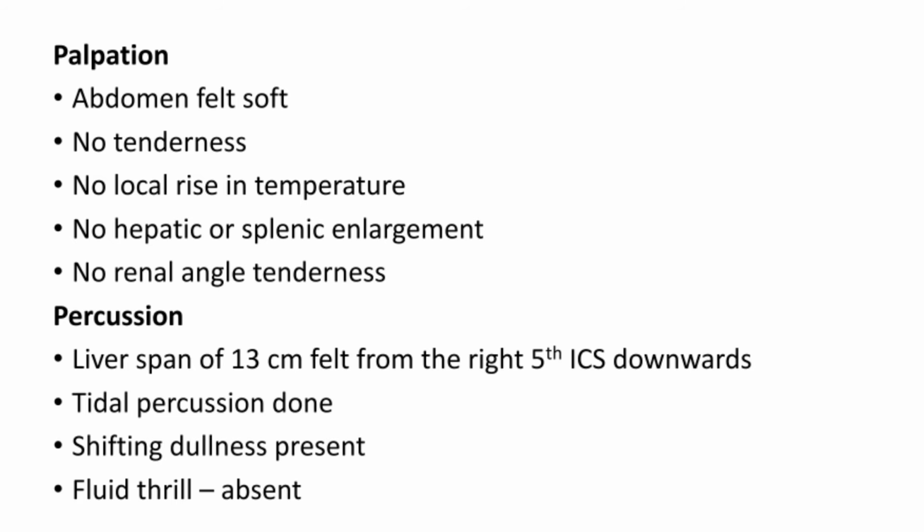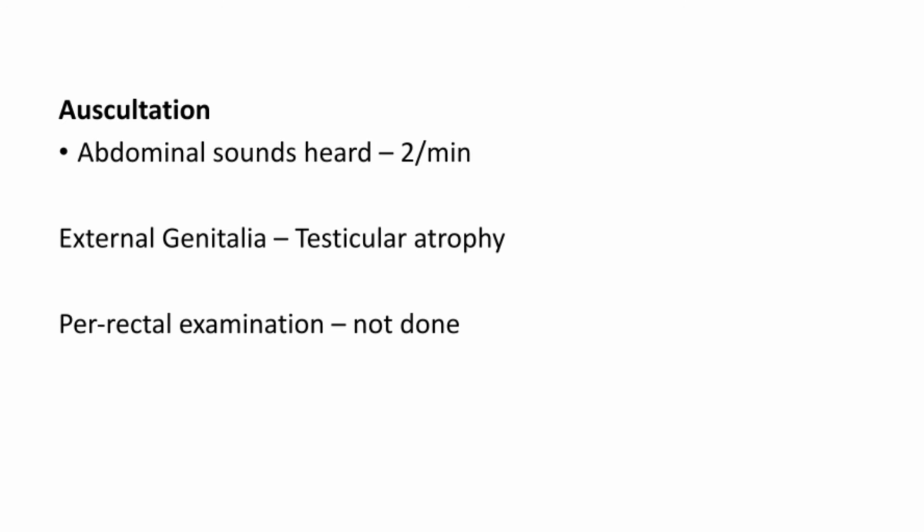The palpation showed that the abdomen was soft with no tenderness or local rise of temperature, no hepatic or splenic enlargement and no renal angle tenderness. The percussion showed a liver span of 13 centimeters, which was felt from the right fifth intercostal space downwards. Tidal percussion was done and was normal. Shifting dullness was present and fluid thrill was absent. The auscultation showed abdominal sounds of 2 per minute. The external genitalia was examined and testicular atrophy was noted. Rectal examination was not done.